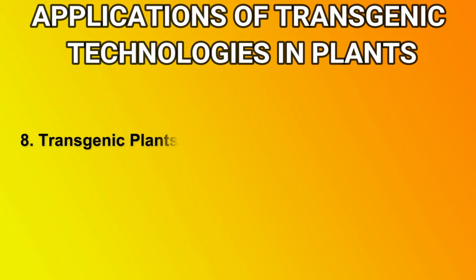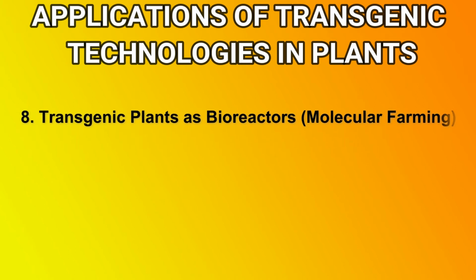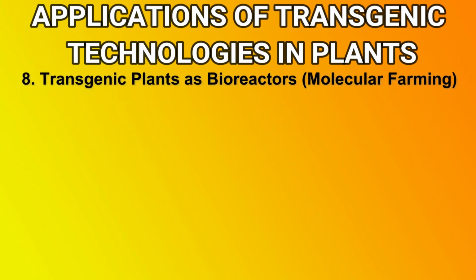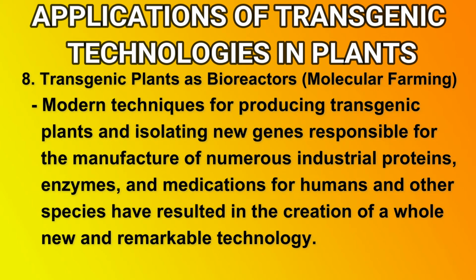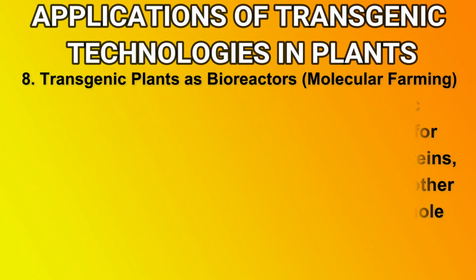Number 8. Transgenic plants as bioreactors. Molecular farming. Modern techniques for producing transgenic plants and isolating new genes responsible for the manufacture of numerous industrial proteins, enzymes, and medications for humans and other species have resulted in the creation of a whole new and remarkable technology. Even many animal proteins and medicines can be grown on the farm.